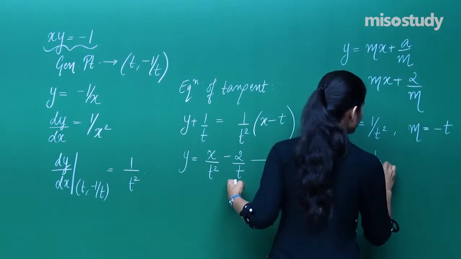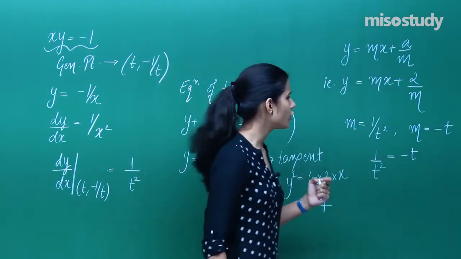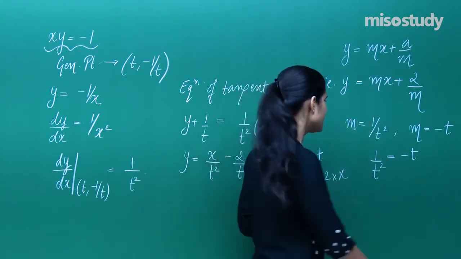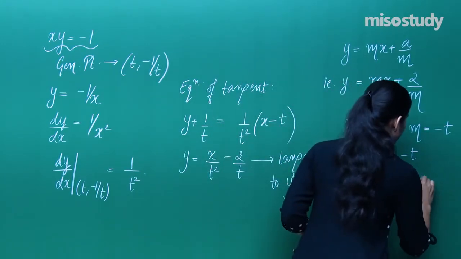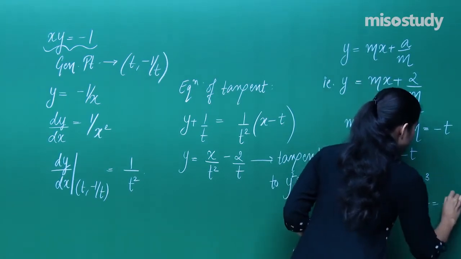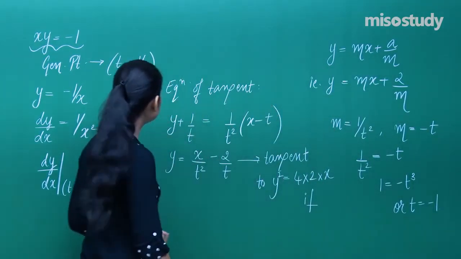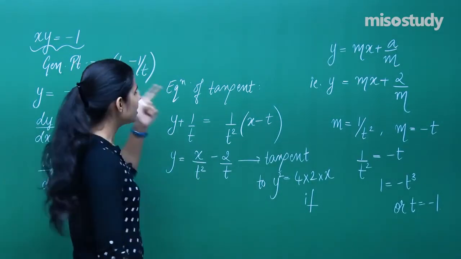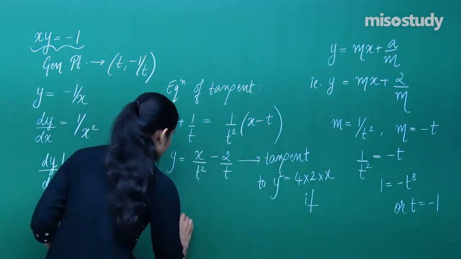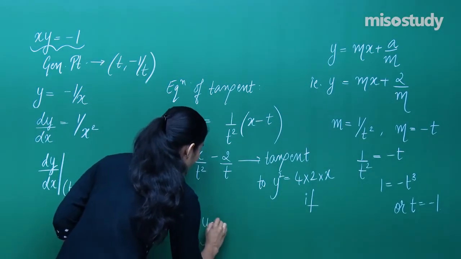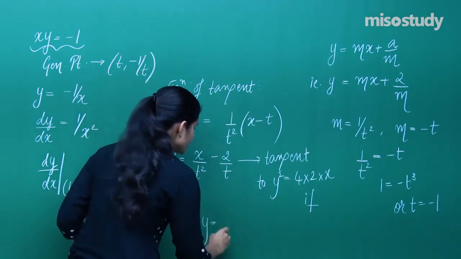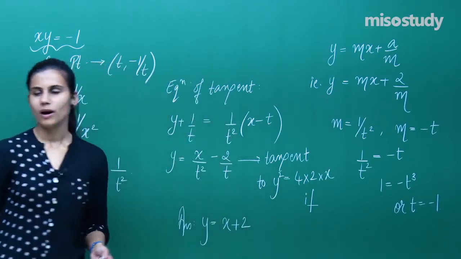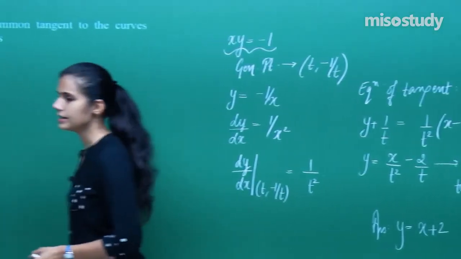When you equate both of them, because both are values of m for which this particular line is a tangent to my standard parabola y square equals 4 into 2 into x, I get 1 equals minus t cube, or t is minus 1. The moment I get t is minus 1, what is the equation of the common tangent to this curve as well as my standard parabola? It is y equals x upon minus 1 square minus 2 upon minus 1, which is plus 2. So y equals x plus 2 is your required answer.